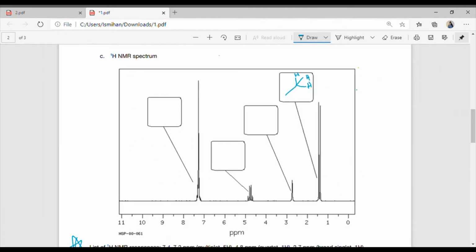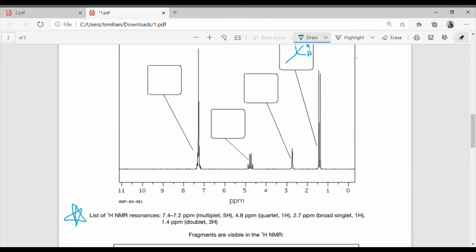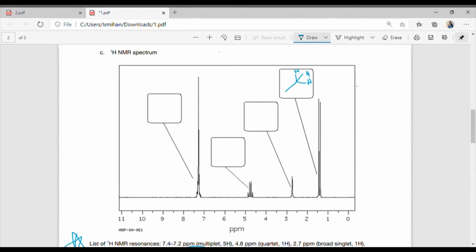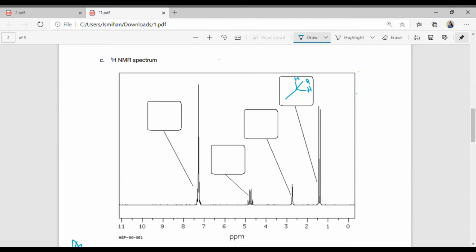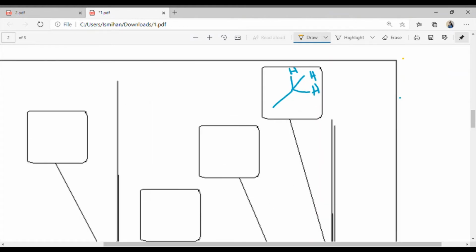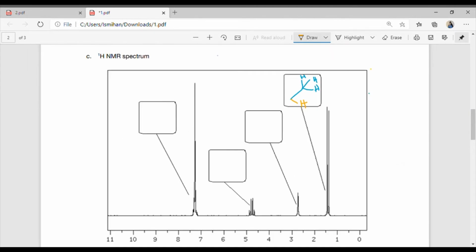And then I also note that it gives me this doublet, and that just means that it has a neighbor of 1 hydrogen, because remember that neighbors are given on a neighbor plus 1 basis. So 1 neighbor plus 1 gives me 2, so that's a doublet. So I'll know that I have a little H neighbor here. This is not really included in that, but I will know that he's there.